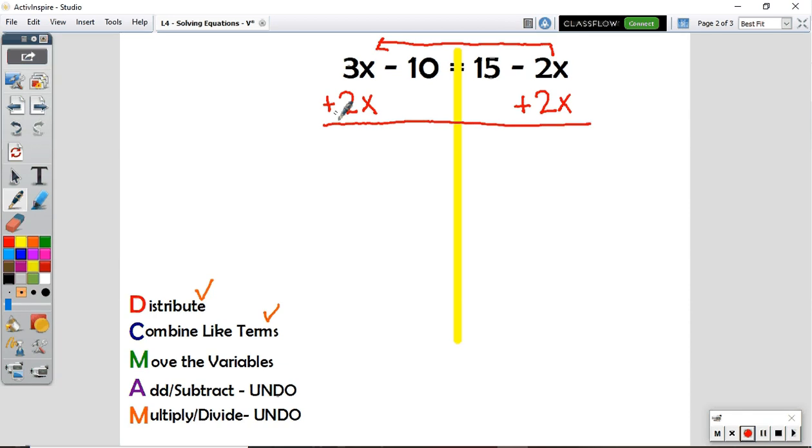So now I have 3x plus 2x, which is 5x, minus 10. And on the right side, I have my 15. And then this negative 2x and this plus 2x, when I combine those together, they equal 0. So all my variables are on one side. Now it's time to undo my addition and subtraction. So I see this says minus 10. To undo it, I'm going to add 10.